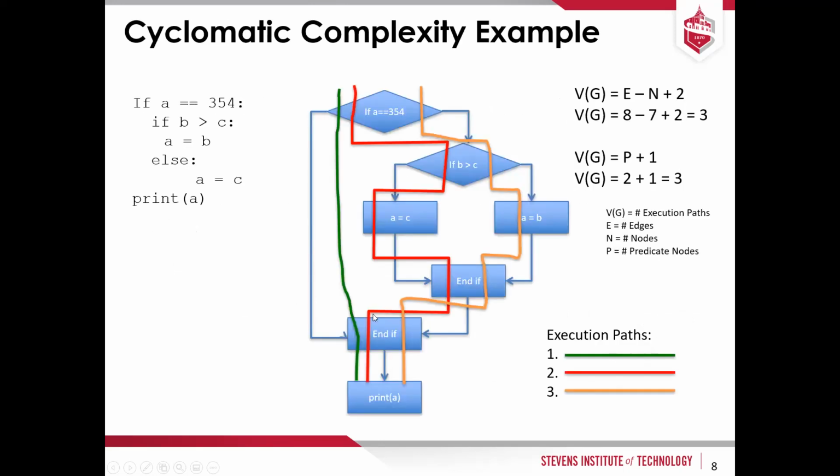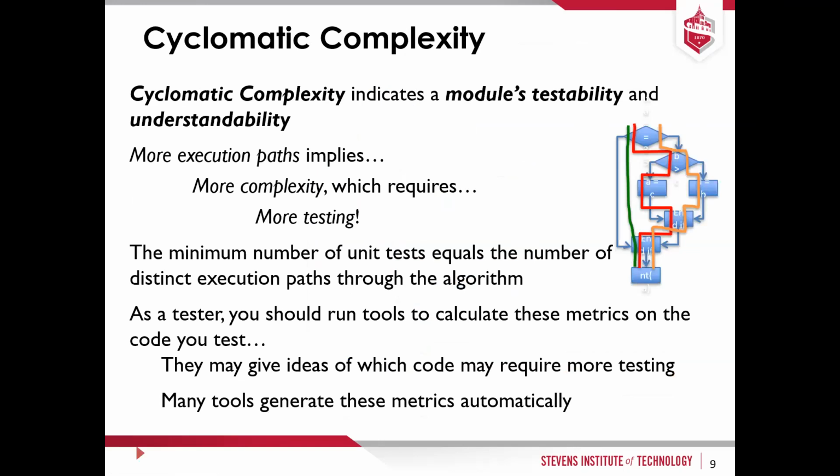How many predicted nodes do I have? The final result is either A equal to C or B equal to A, right? So I have 2 different results. 2 plus 1 would give me 3. Up to here it's easy and we can easily follow.